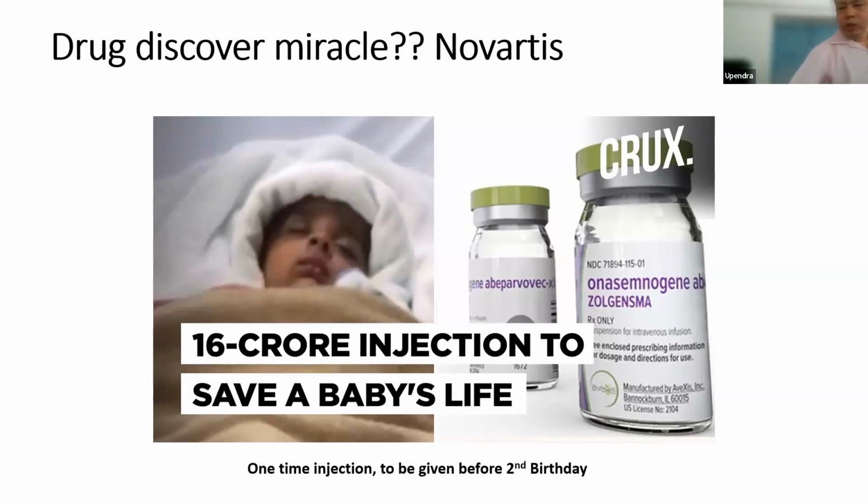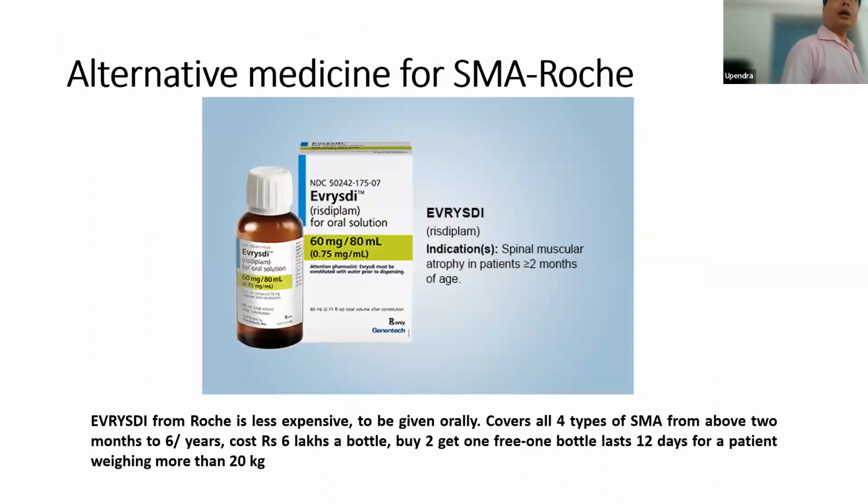There are other SMA patients who can take this. This is a small molecule inhibitor, and they can use it. Again, remember, unlike 16 crores, this actually costs around 12 lakhs per bottle, right?